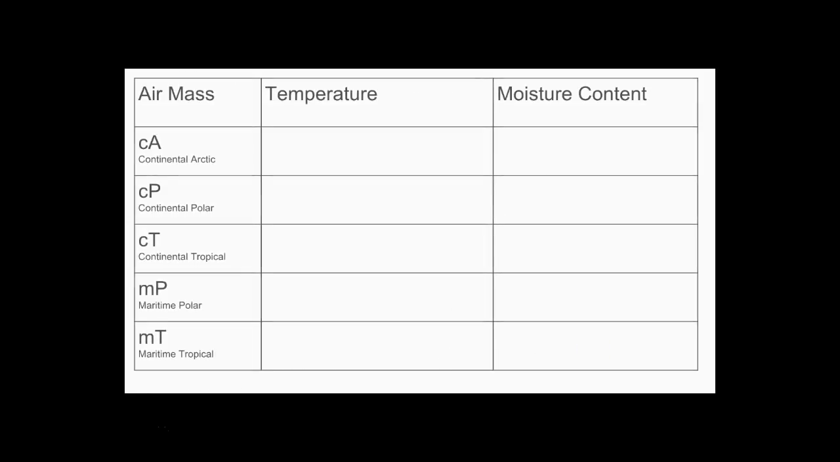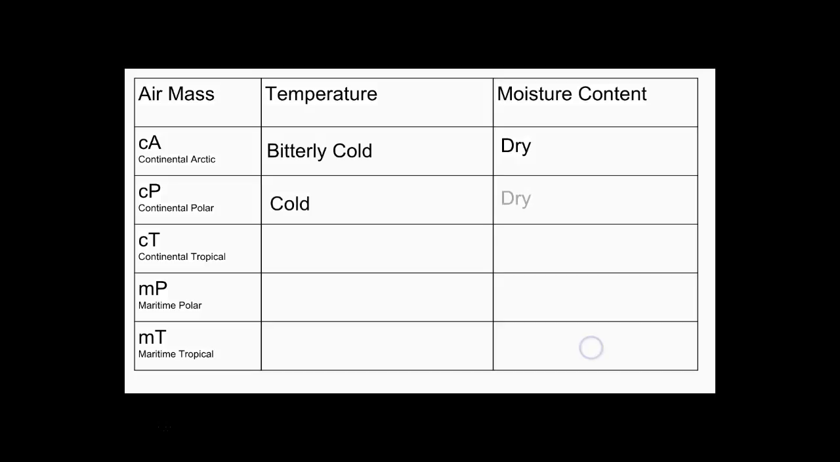So if I have a continental Arctic air mass, since it's Arctic, it's going to be bitterly cold, and my moisture content is going to be dry since it formed over a continent. Continental polar air mass would be cold, and it would be dry because it formed over land. Continental tropical, so tropical, warm, forming over land or continent, would be dry.